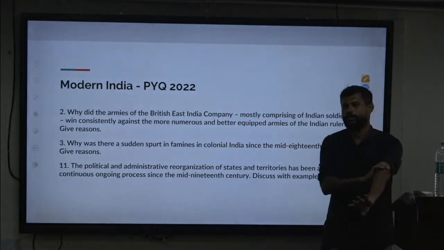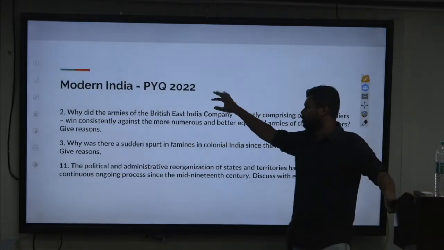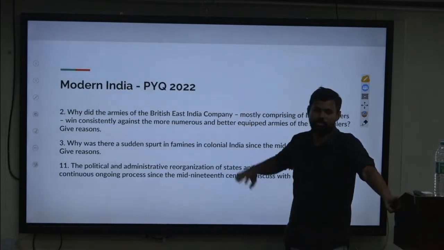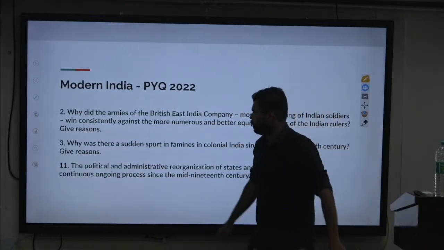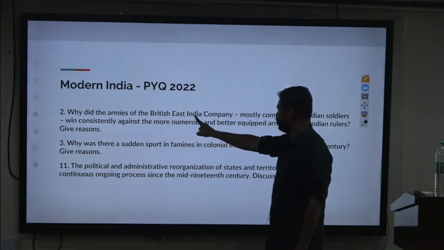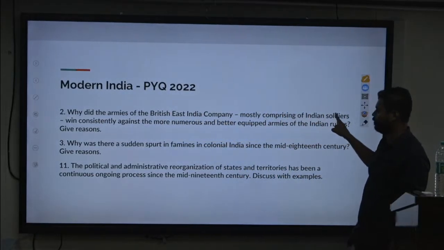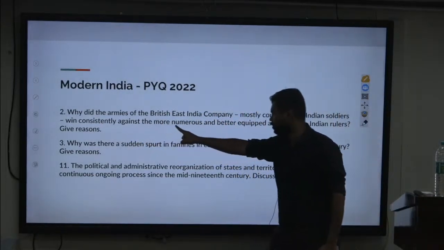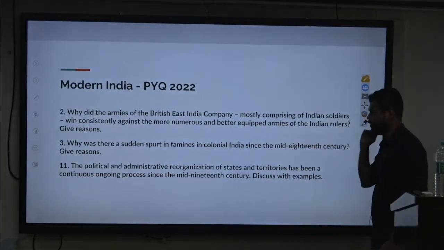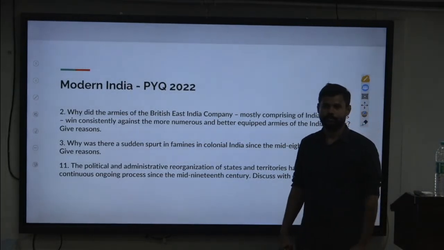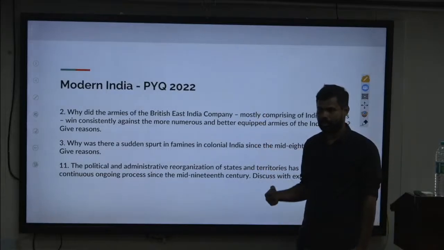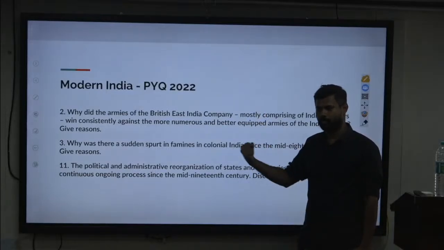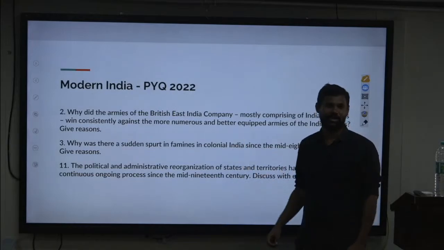So modern India. If we go to modern India and 2022, look at the question. Why did the armies of the British East India Company, mostly comprising Indian soldiers, win consistently against the more numerous and better equipped armies of the Indian rulers? Okay, if you give reasons like they were more disciplined, they wore uniforms, their guns were very strong, you are not going to get marks.